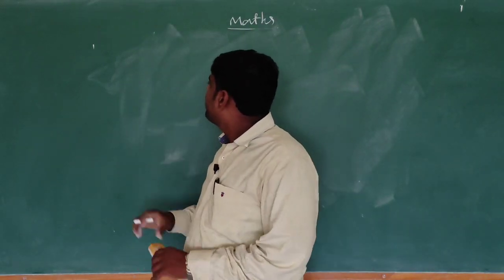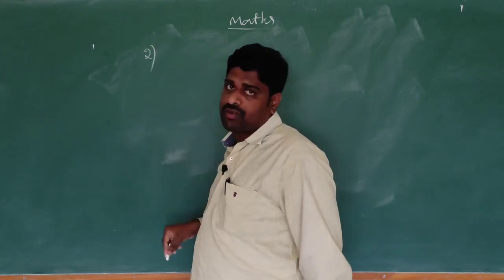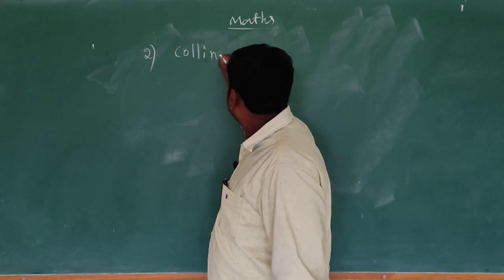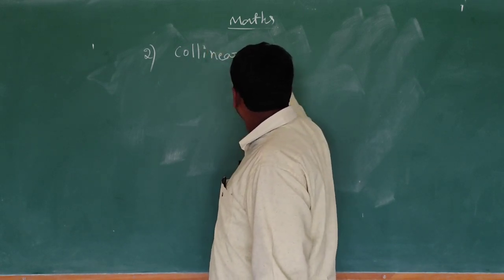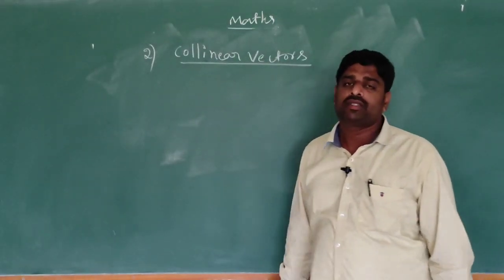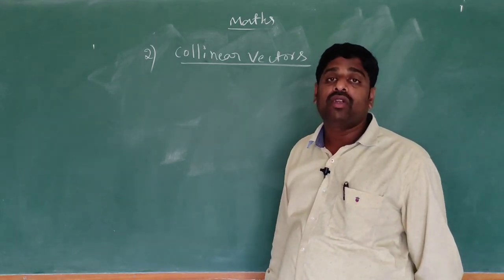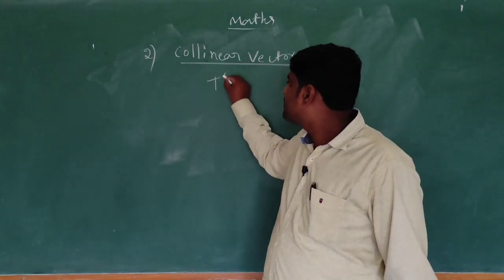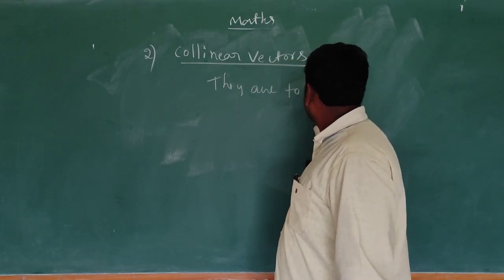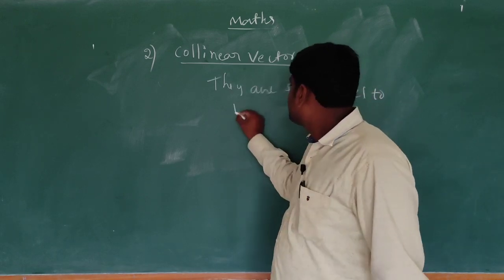Next type is collinear vectors. Collinear vectors means two or more vectors are said to be collinear if they are parallel to the same line. This is very important. They are parallel to the same line.